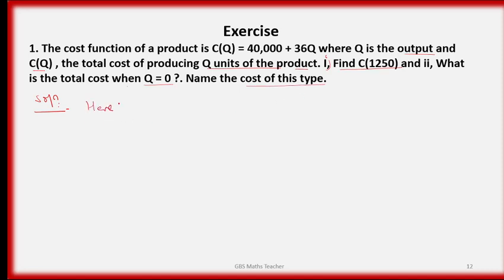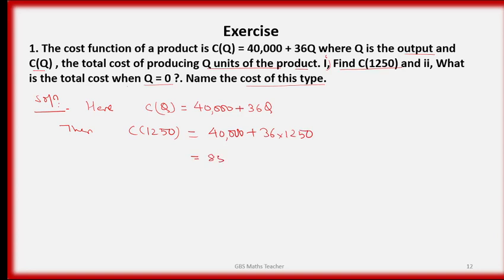Here we have given the function is C(Q) equal 40,000 plus 36Q. Then C(1250), you know the value of function is 40,000 plus 36 times 1250. Then by the calculation we have to multiply this and we have to add this. We can find 85,000, that is the value of this in the first case.